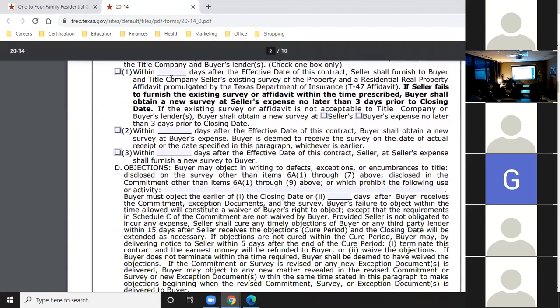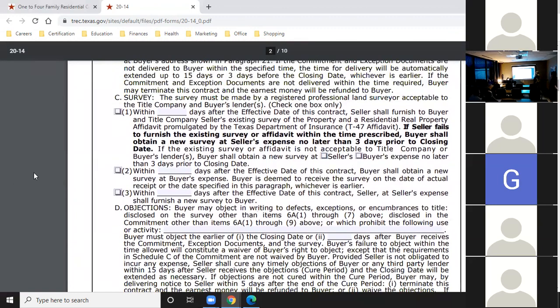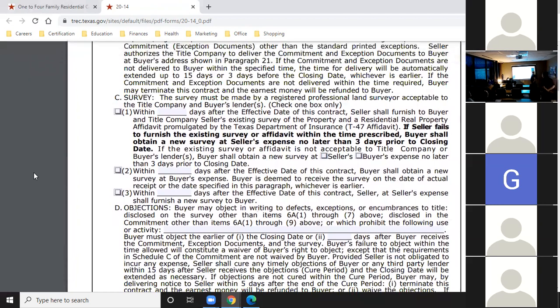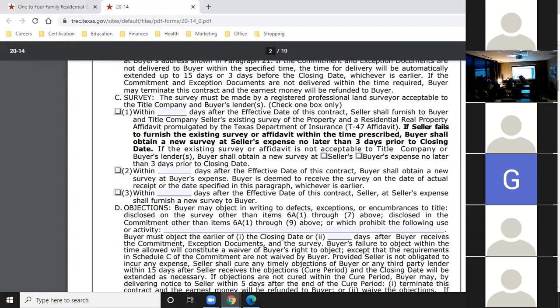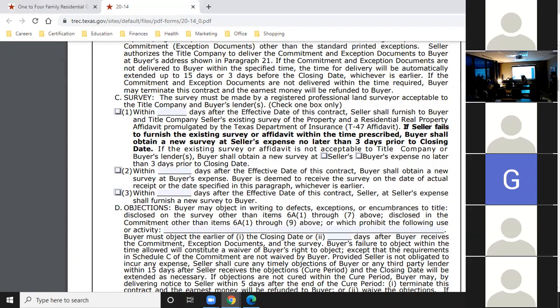All right, the next thing we have is paragraph C, survey. Survey must be made by a registered professional land surveyor acceptable to the title company and buyer's lenders. Which box should we check on this right here? Pick somebody to call on, Mr. Travis. Let's see. Mr. Colton, what do you think, sir? For which one? C1? For survey, you think there are three choices. Yes. Which one do you think is the correct one, sir?